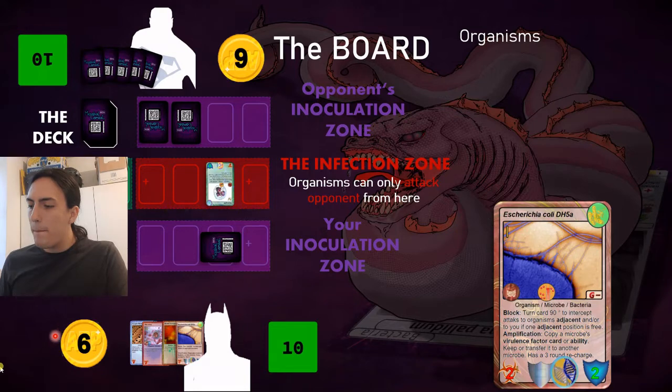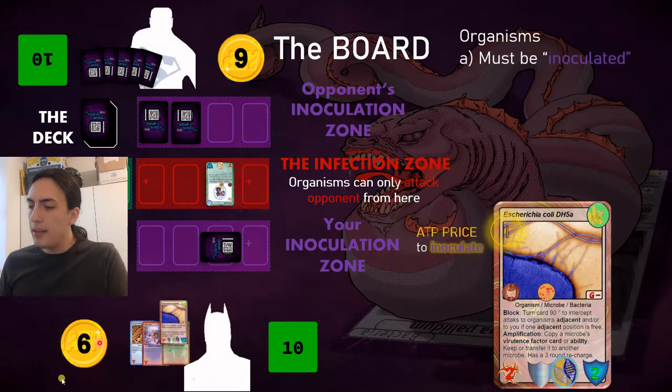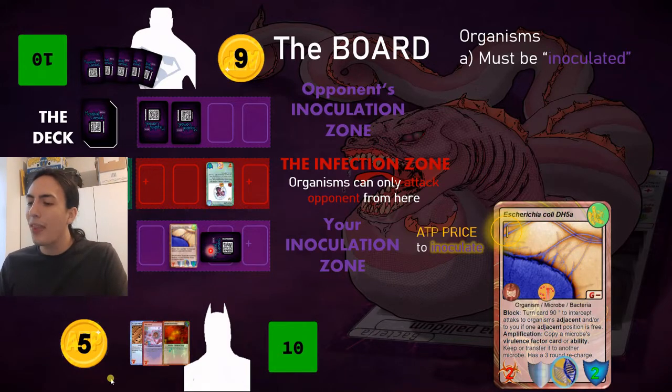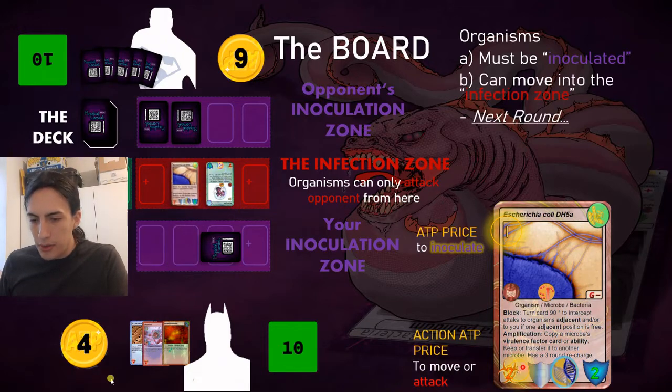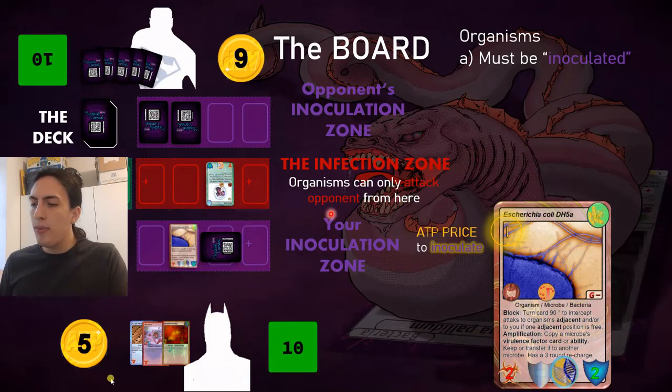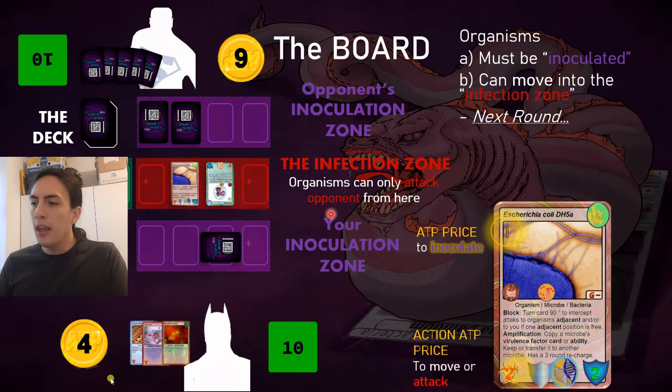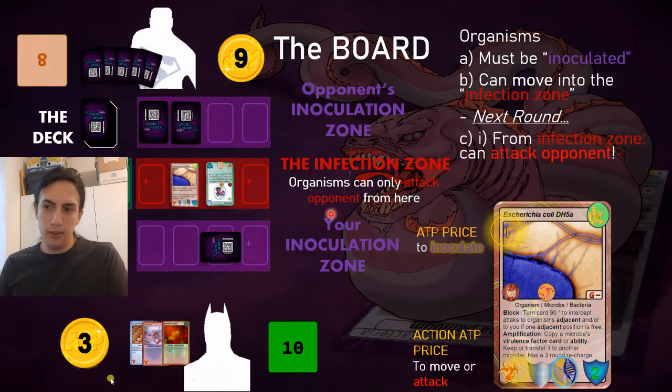So Batman needs to spend 1 of his 6 ATP to move it from his hand into the inoculation zone, inoculating it. And if he wants to then move forward with E. coli, he needs to pay a different ATP price. So as he moves this card into the infection zone, he pays the action ATP price. This is typically different. This is a smaller price here. It happens to be the same in this example, but this is the price that you pay to move or attack with an organism. So if you're moving like this from the inoculation zone into the infection zone, you pay this price. If you're attacking your opponent, then you pay this price again. If you're attacking another card like this, again, you pay that price.